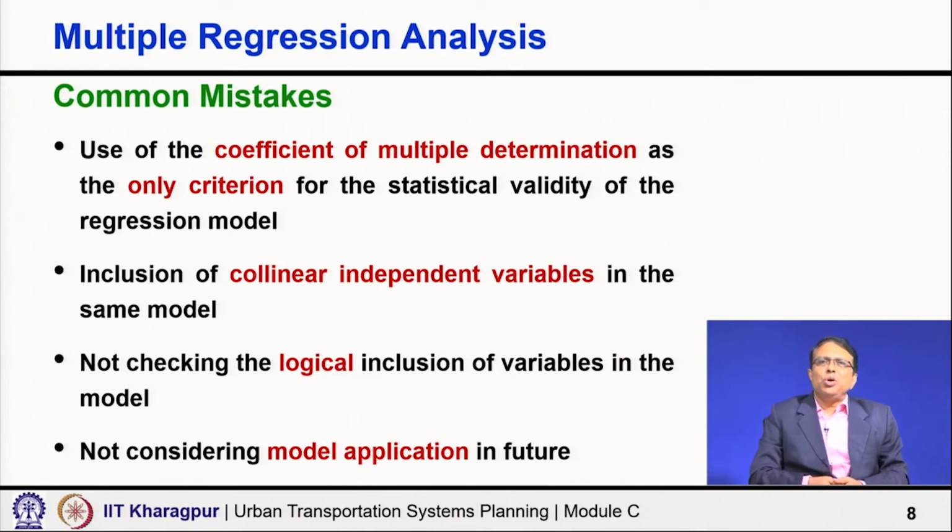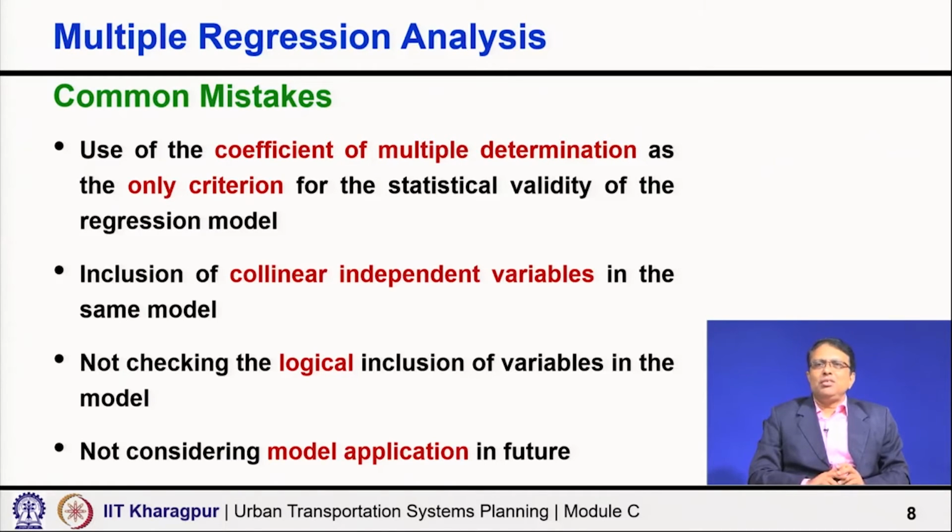Now, let us see what are the common mistakes people make when developing regression equations or carrying out multiple regression analysis. I have listed here 4 common mistakes, which I found over the years students are doing very frequently. One is the use of coefficient of multiple determination, or R square, as the only criterion for the statistical validity of regression models.